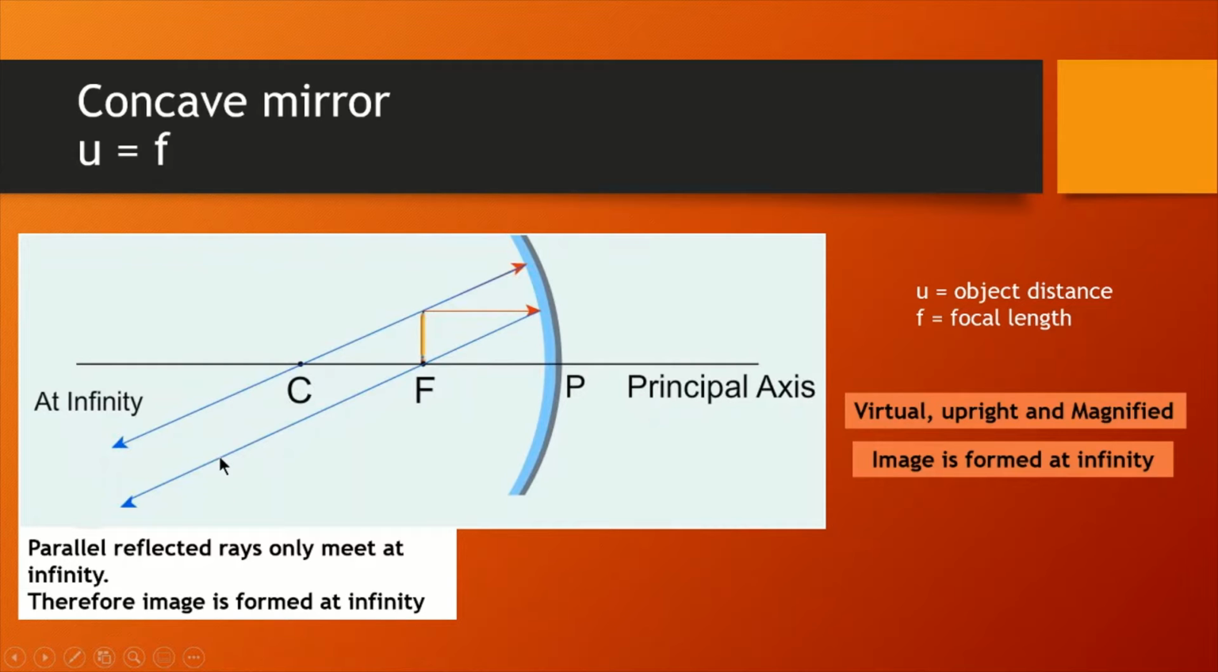We know that the image is formed at the intersection of two reflected rays. But in this case, these reflected rays do not intersect. They only intersect at infinity. Therefore, the image is formed at infinity. And this type of image is virtual, upright, and highly magnified.